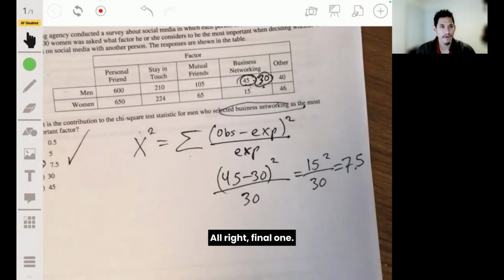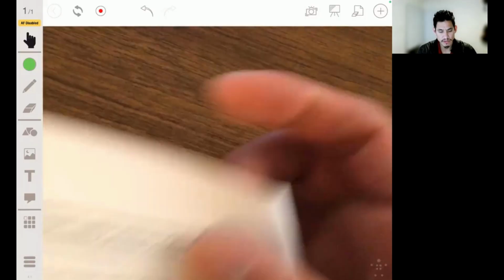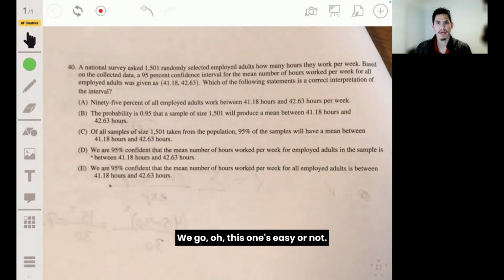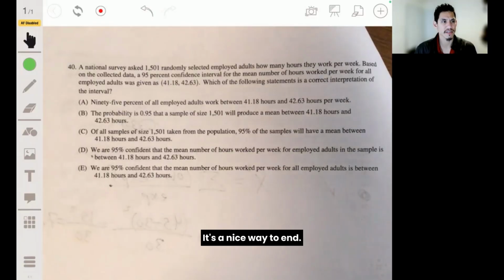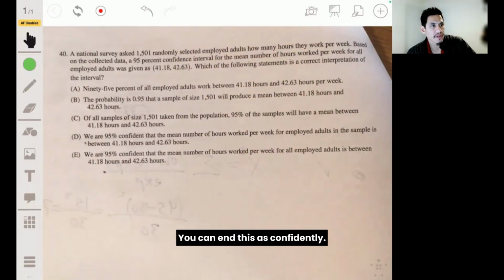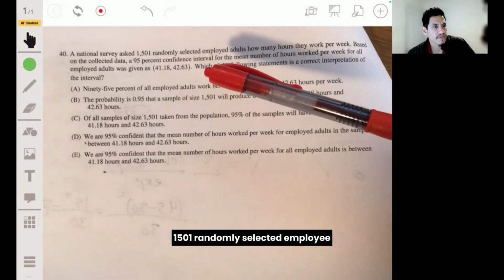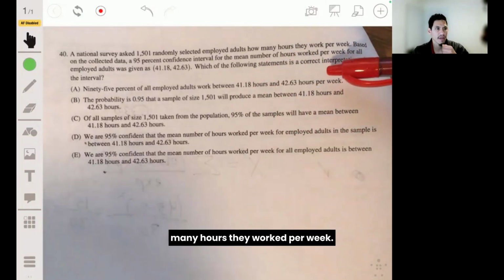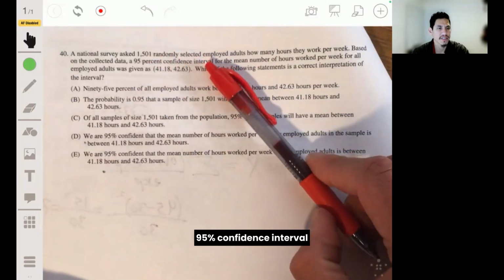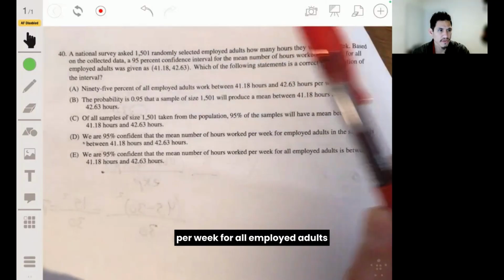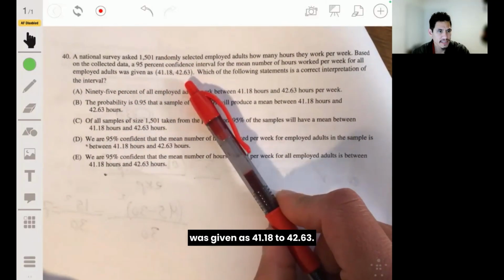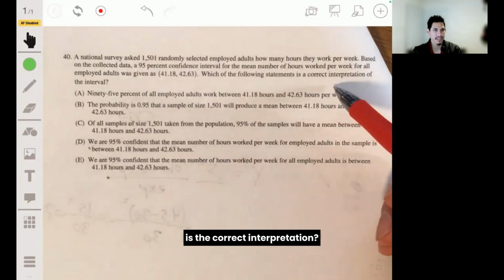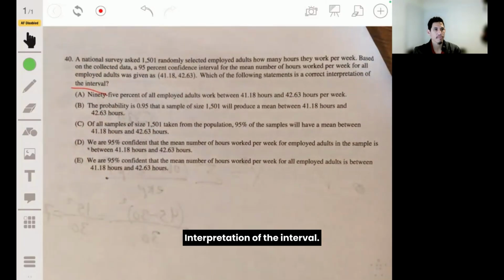All right. Final one. Oh, this one's easy. It's a nice way to end. You can end this confidently. Okay, so here we got a national survey that asked 1,501 randomly selected employed adults how many hours they worked per week. Based on the collected data, a 95% confidence interval for the mean number of hours worked per week for all employed adults was given as 41.18 to 42.63. Which of the following statements is the correct interpretation of the interval?